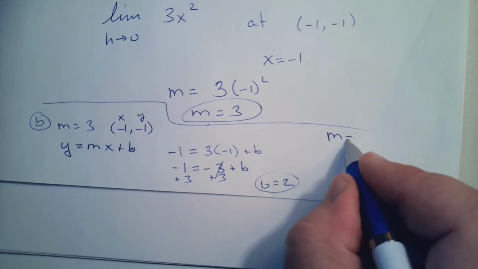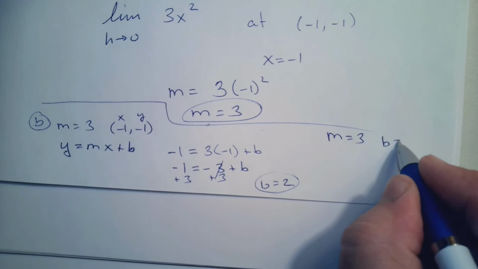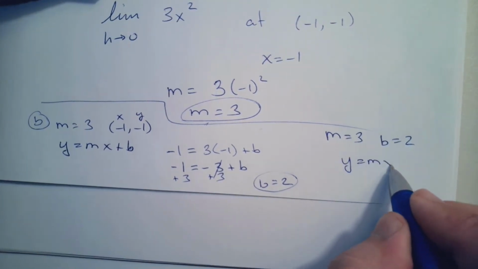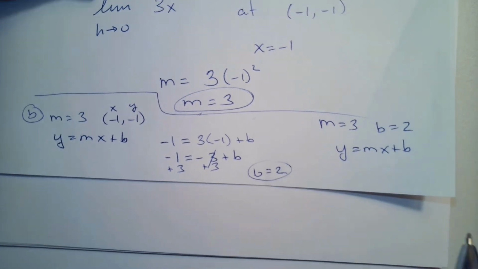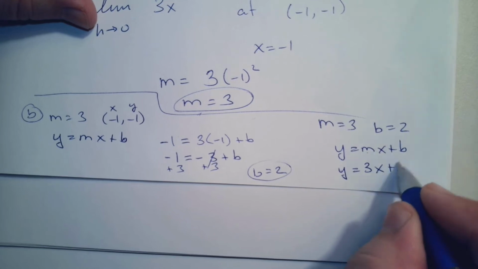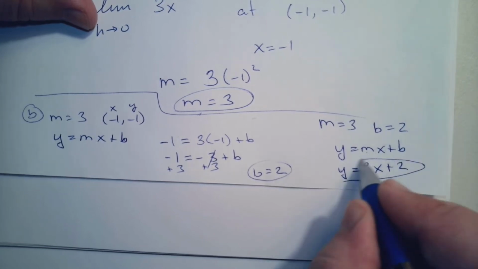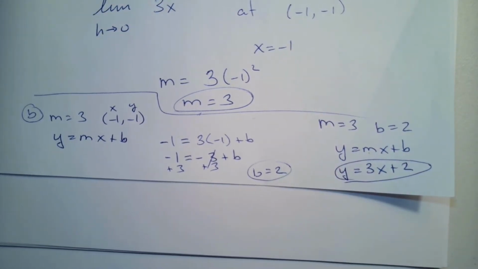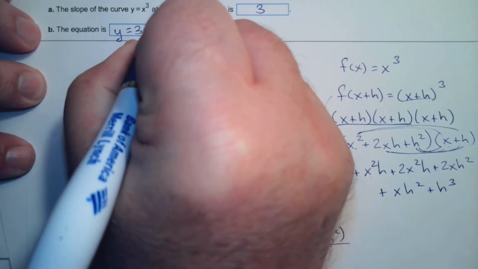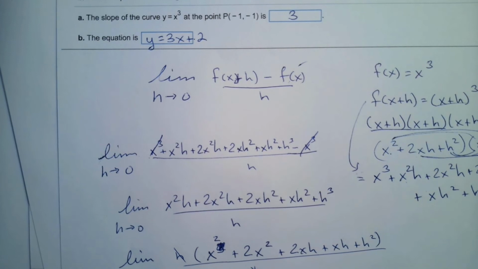So m is equal to 3, b is equal to 2. Put it back in that equation. y equals 3x plus 2. There's the equation of that line. It's 3x plus 2. Alright, that's the first one.